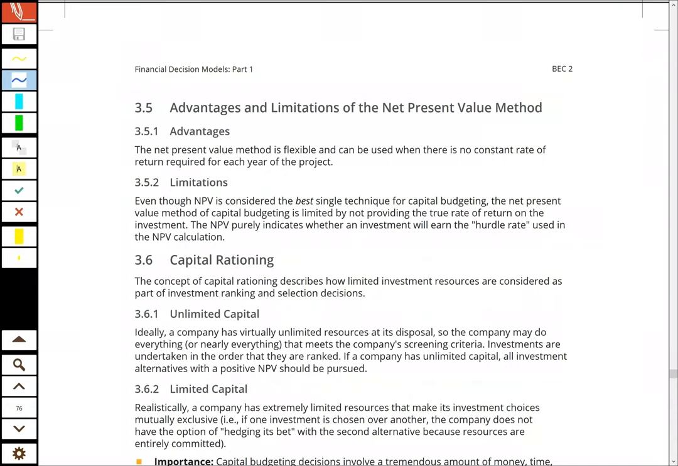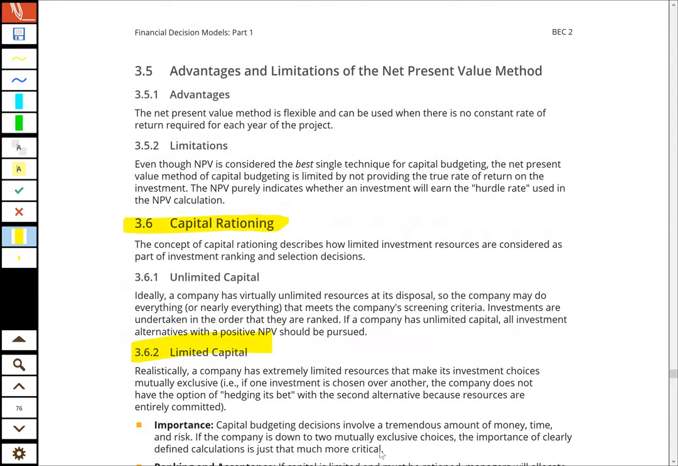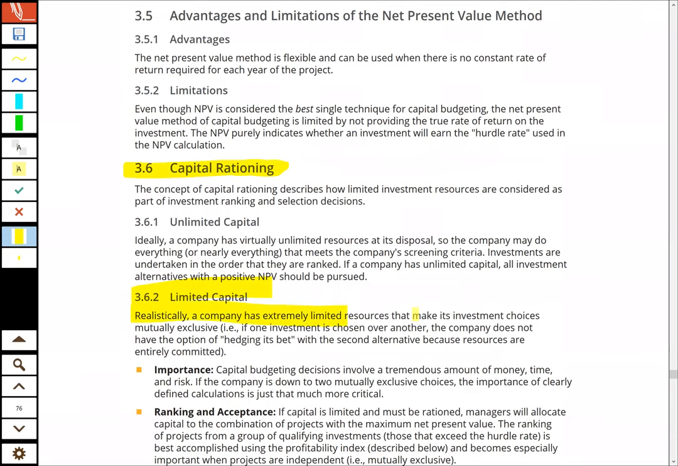Okay, good. So we sit here and we say, take the investment if it has a positive net present value. Now, what happens? That would imply that we have unlimited capital to pursue every single opportunity that has a positive net present value. Well, that's not necessarily the case. We could have limited capital, okay? So realistically, a company probably has limited resources that make its investment choices mutually exclusive, unless you're Amazon, then I guess you can spend money going to the edge of space just to look down and fall back down.